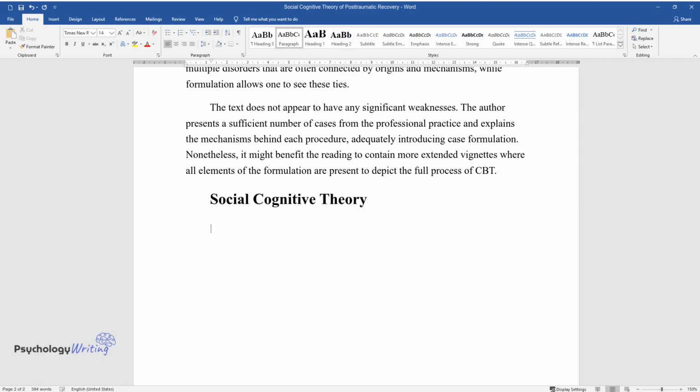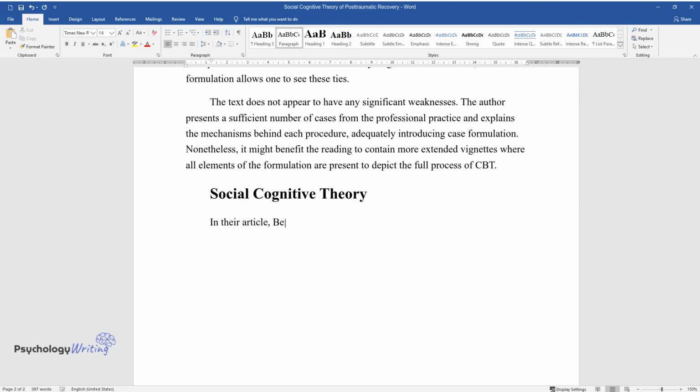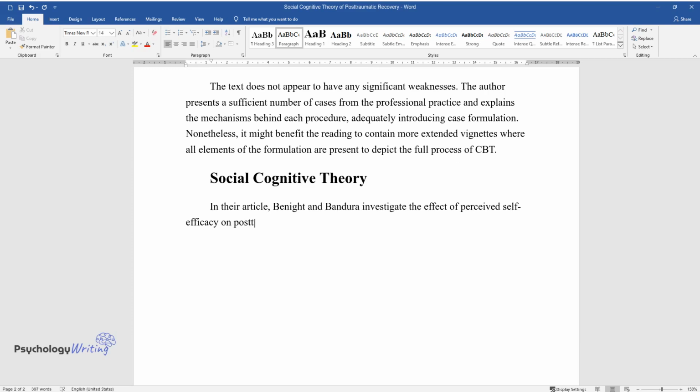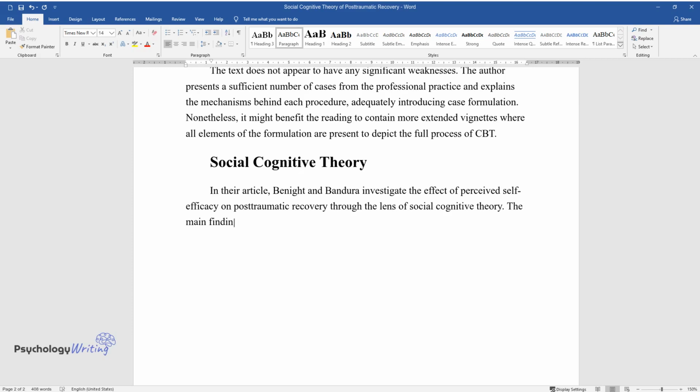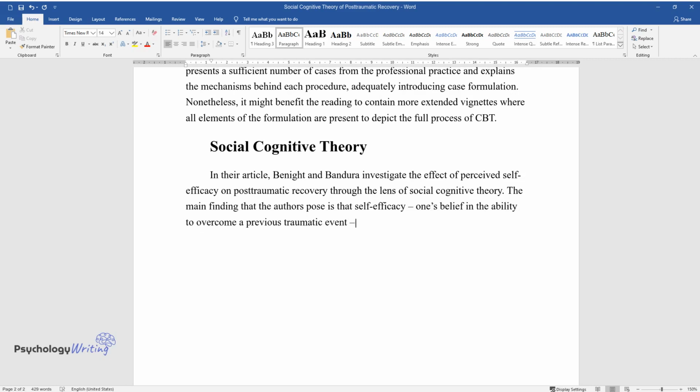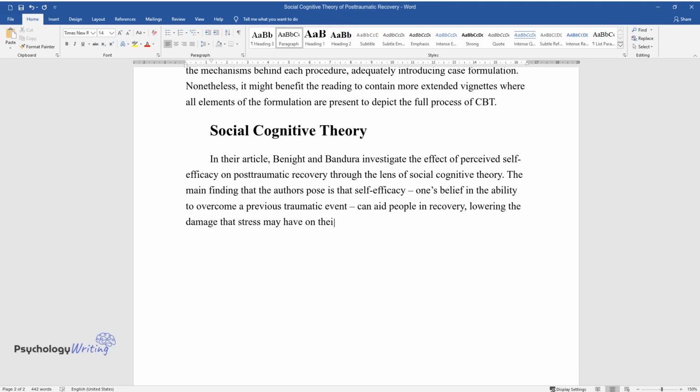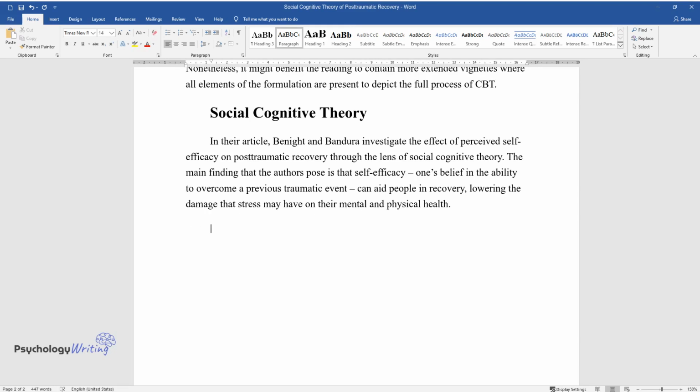Social Cognitive Theory. In their article, Benight and Bandura investigate the effect of perceived self-efficacy on post-traumatic recovery through the lens of social cognitive theory. The main finding that the authors pose is that self-efficacy, one's belief in the ability to overcome a previous traumatic event, can aid people in recovery, lowering the damage that stress may have on their mental and physical health.